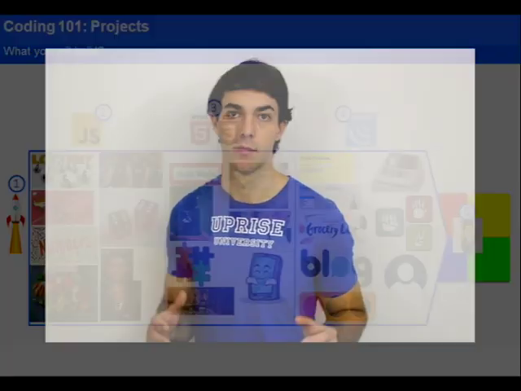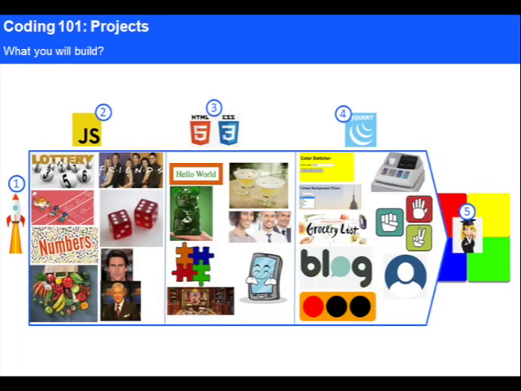And since at Uprise University, we're very focused on building real stuff, we're going to build projects right out of the gates. So we're going to build a lot of different projects in our Coding 101 class. I just put pictures and what's called a Picmonic here on this slide to highlight all the different projects that we're going to build.